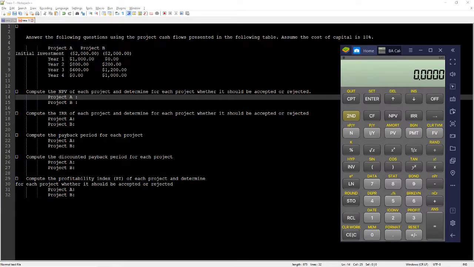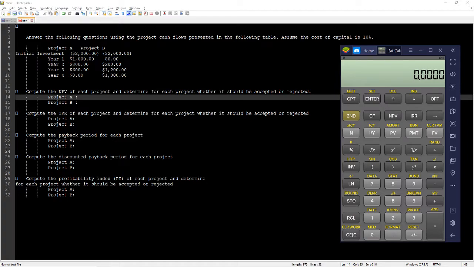Hi guys, welcome back, and for this practice problem today, we're going to be looking at two different projects. The cash flows are already given, and the initial investments are already given, and so is the cost of capital. With that given information, we have to figure out what the NPV, IRR, payback period, discounted payback period, and the profitability index is for each respective project.